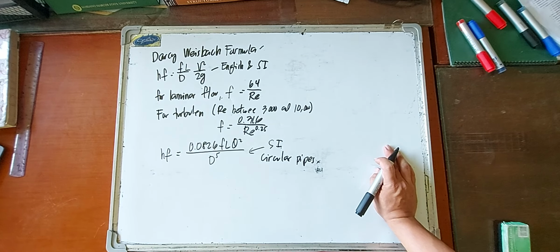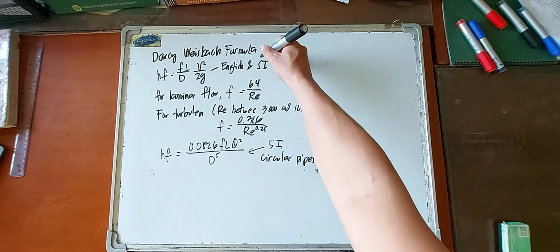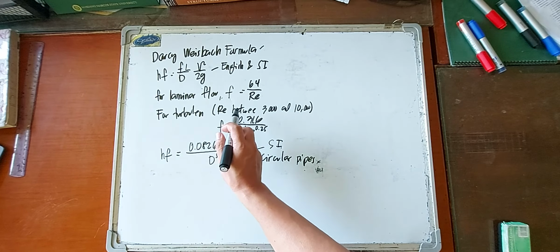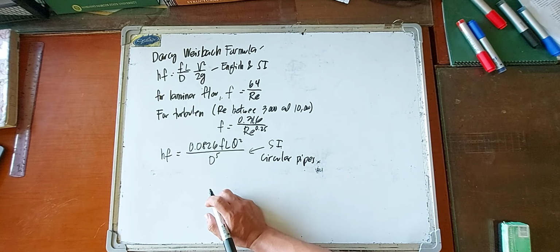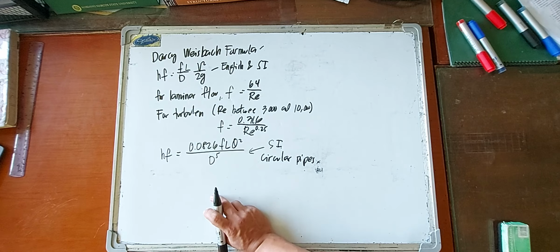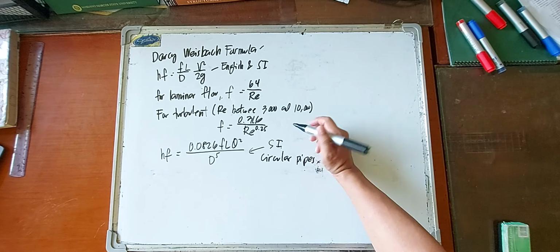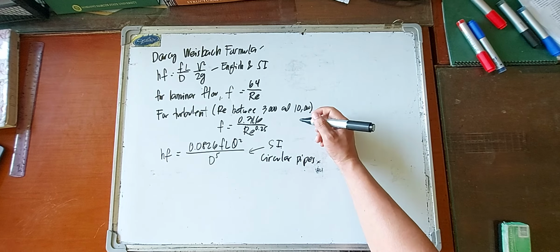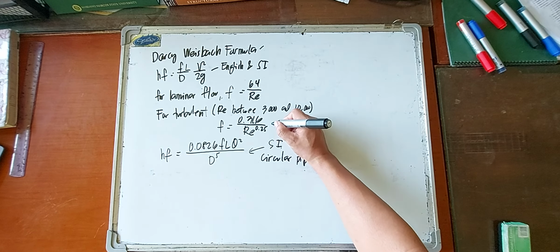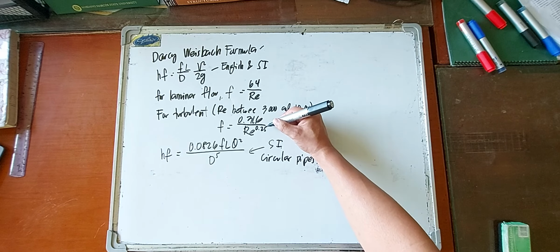For laminar flow, the friction factor is 64 over RE for Darcy-Weisbach. That is when the Reynolds number is less than 2,000. So for turbulent flow, where the Reynolds number is between 3,000 and 10,000, the friction factor is computed using this derived empirical formula. We have this formula.